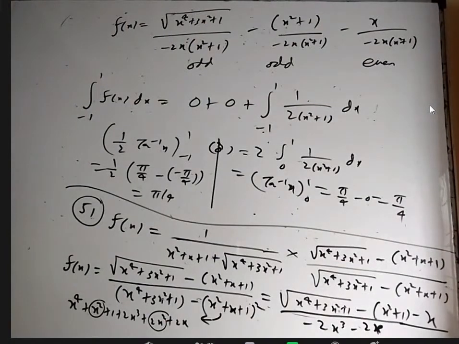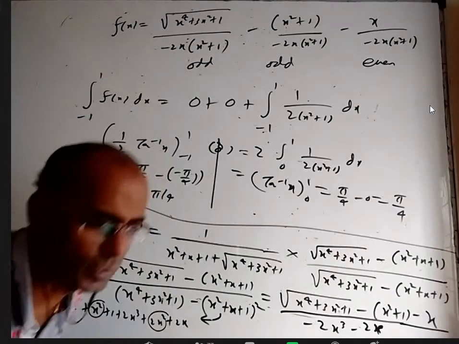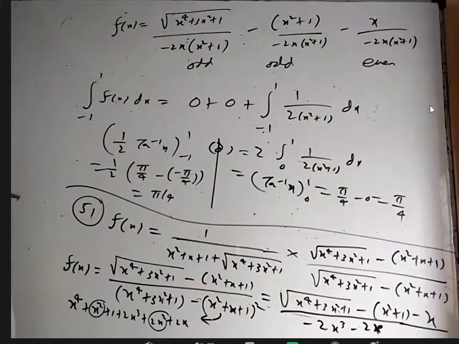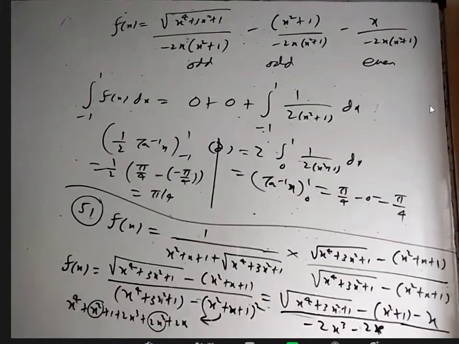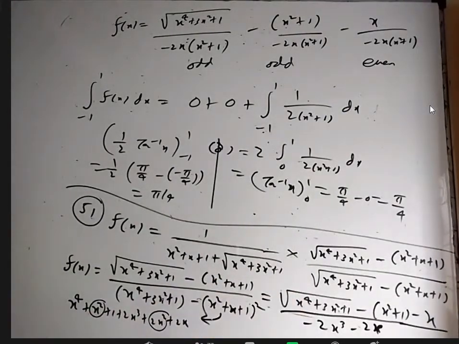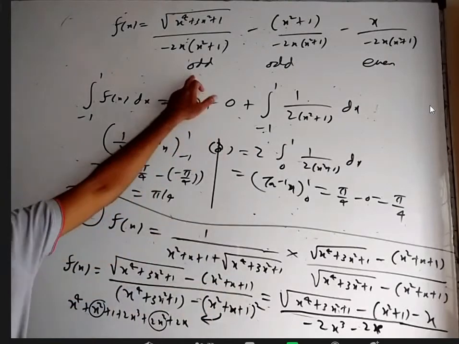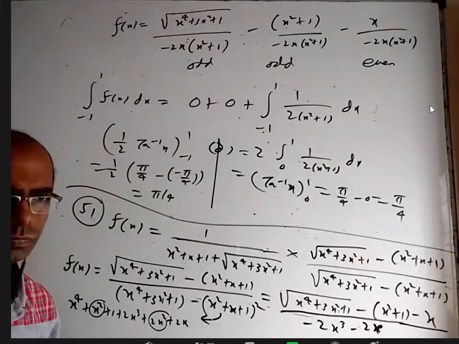So 51, if you directly look at the question, it looks a little difficult. Where are we going to start? When I started the question, I also did not have an idea what is going to come. But I rationalized the denominator and split it carefully. You can see some part of it is odd, some part of it is even. Anybody has a doubt how this is odd or this is odd? Anybody any doubt?